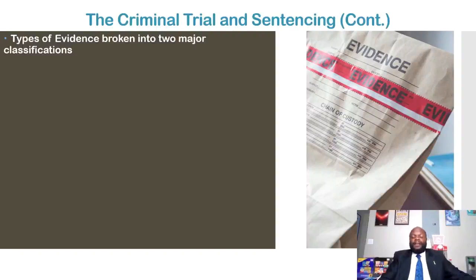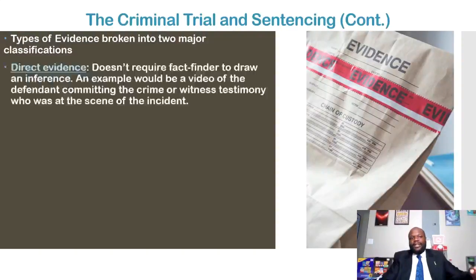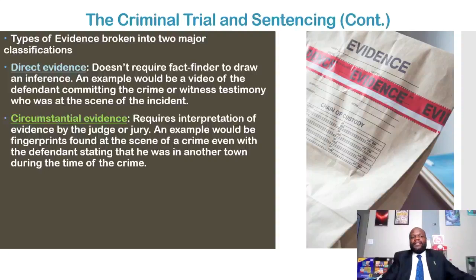Now, because it was just mentioned in the previous slide that evidence must be relevant, material, and competent, we have to know that evidence is broken into two major classifications: direct evidence and circumstantial evidence. Direct evidence doesn't require a fact finder to draw an inference. Clear direct evidence is a video showing the person committing the crime. Now, people can say, well, that wasn't me, that was my brother. Come on, get out of here. That wasn't me, that was my twin. Yeah, right, you don't have a twin. But generally speaking, a video showing a crime being committed doesn't get more direct than that, right? It's easy and you can't overlook it.